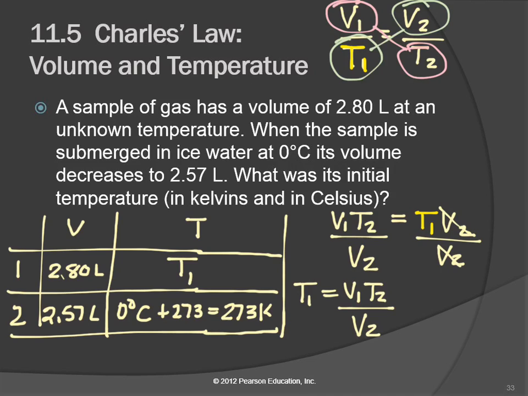Just copy carefully. Now I go to my table and I find those numbers and I stick them in with their units. V1 was 2.80 liters. Don't have a lot of space, that's okay. 273 Kelvin. And V2 was 2.57 liters. The liters cancel out. So temperature 1 is 2.8 times 273 divided by 2.57.